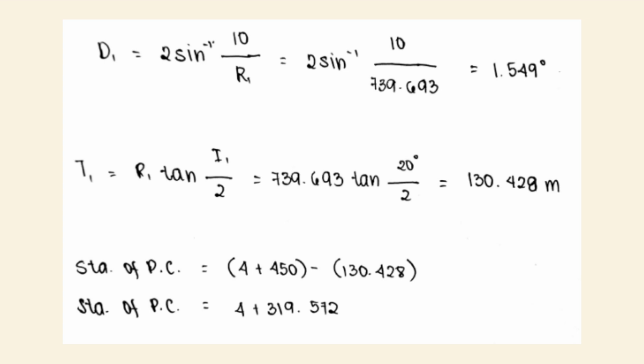The degree of the curve in chord basis would be computed as 2 arc sine 10 over R sub 1. It is equal to 2 arc sine 10 divided by 739.693. Thus, D sub 1 is equal to 1.549 degrees. Our T sub 1 would be computed as R sub 1 tangent I sub 1 over 2.